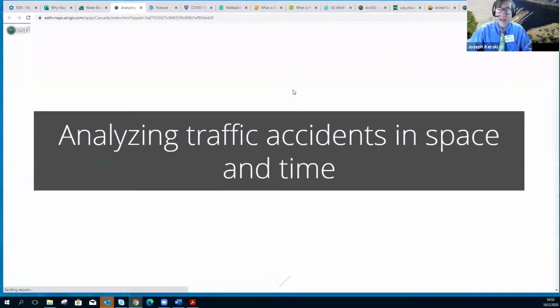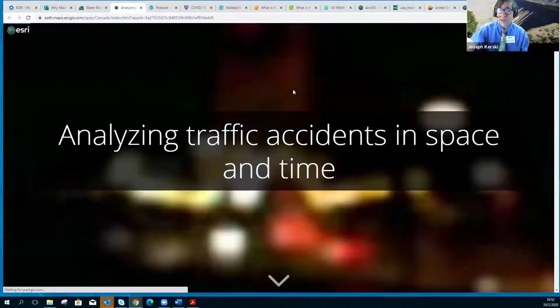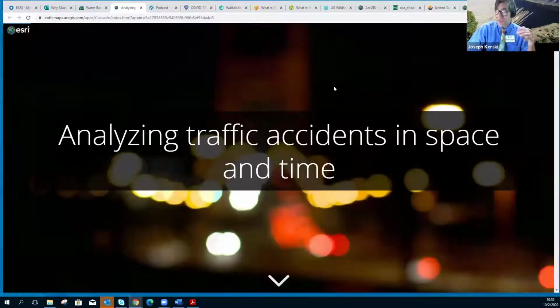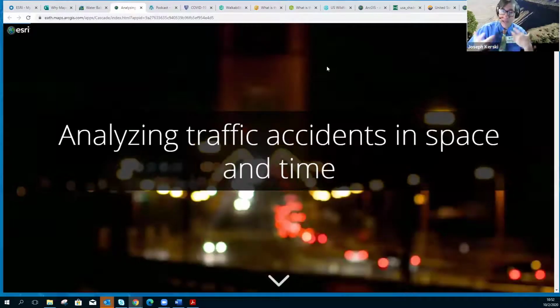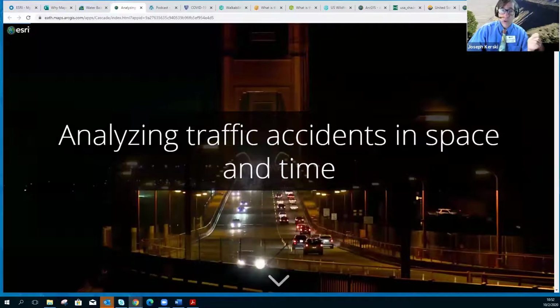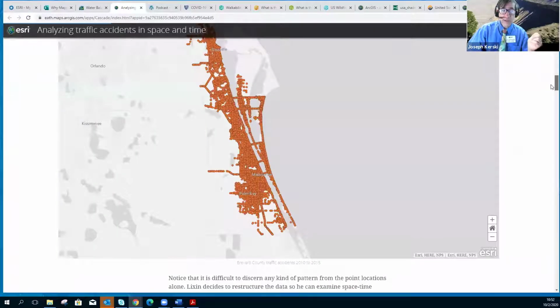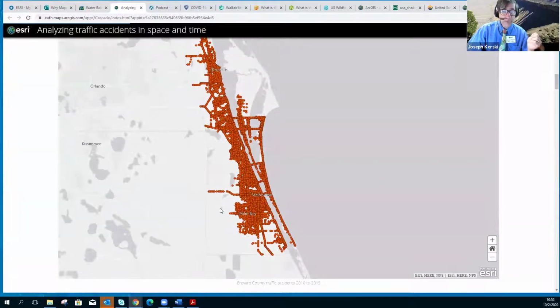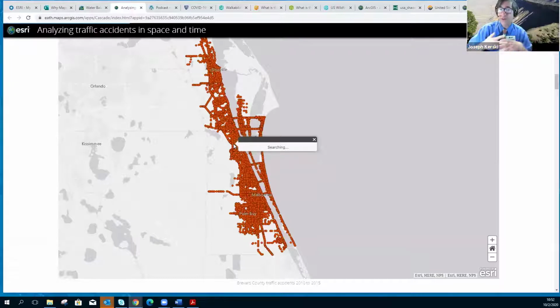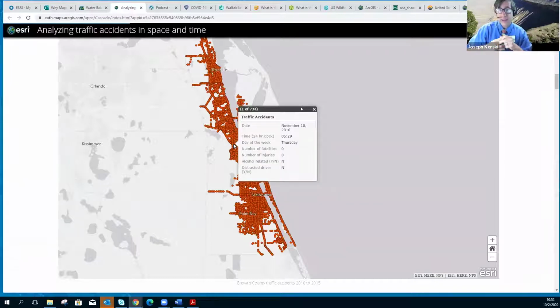And that is looking at a serious issue in a community, ours included: traffic accidents. And this is another story map. It's a map that tells a story. It's an interactive story. And so we're going to scroll down a bit. This is a map of traffic accidents in a certain place in Florida. Okay, a certain county in Florida. As you can tell, it's along the Atlantic coast.